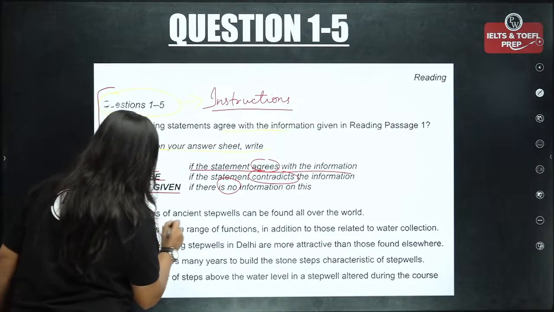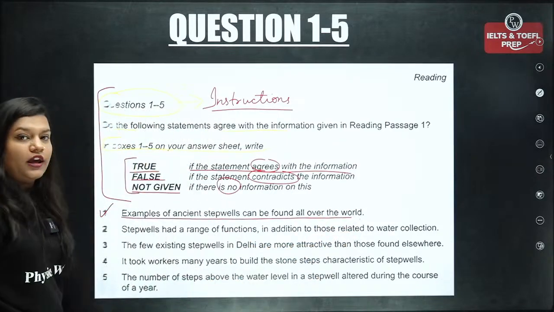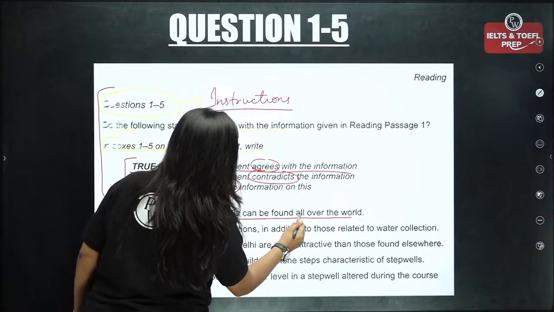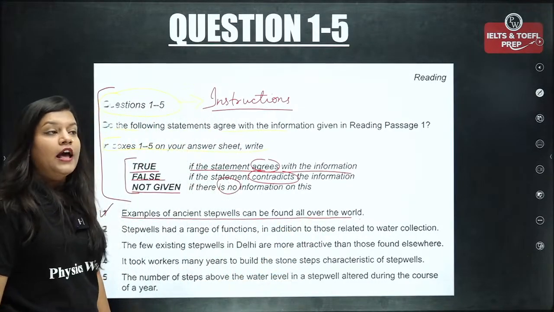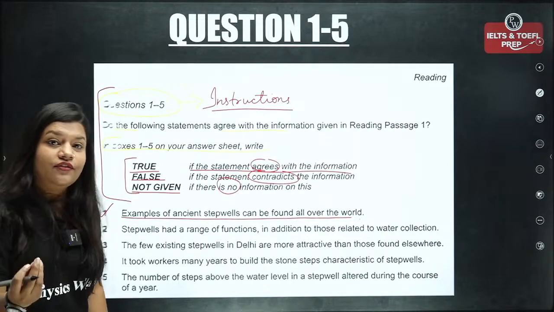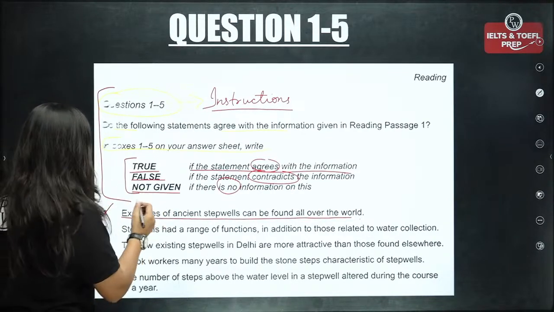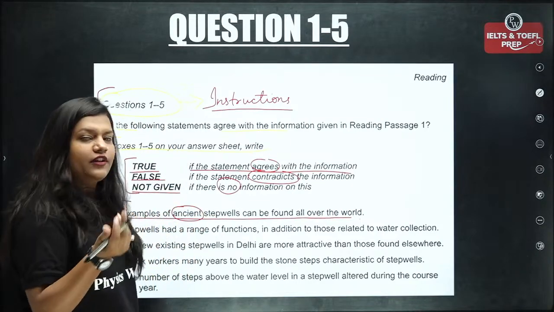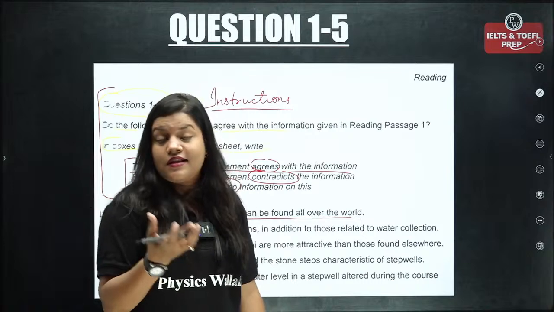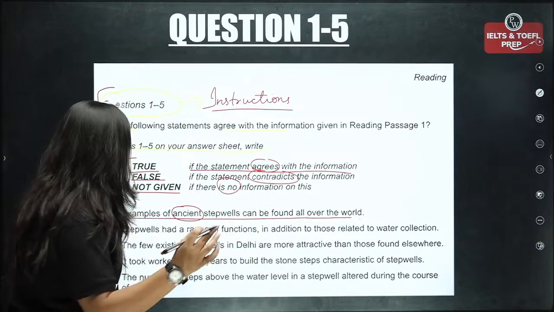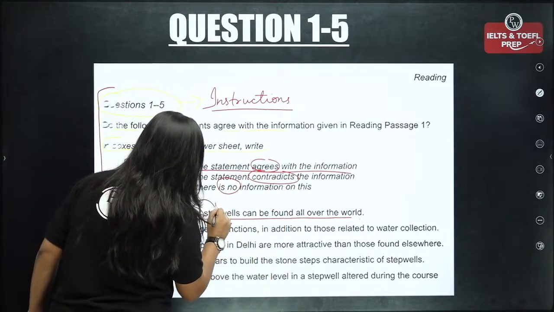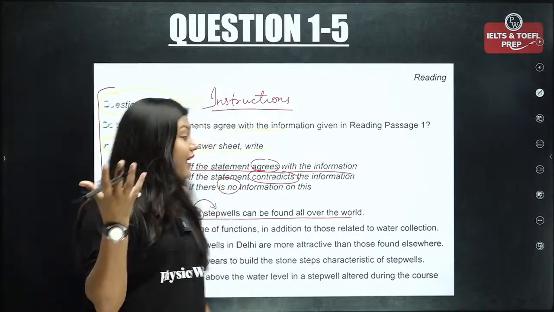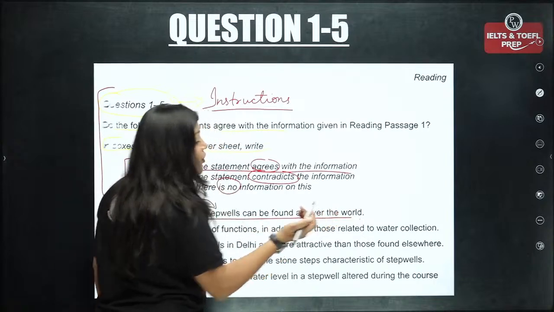Now let's talk about the statements that we need to cater to. The very first statement is asking, examples of ancient stepwells can be found all over the world. Now here, let's simplify the statement. Examples of ancient step wells. Ancient, why? Because definitely we are talking about history, 6th and 7th century if you remember. So we are talking about the ancient. So they are asking that examples of ancient step wells, जो पुराने time पे जो step wells थे, उनके examples can be found all over the world.